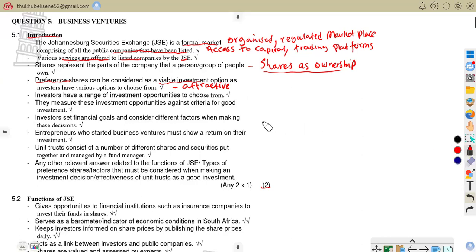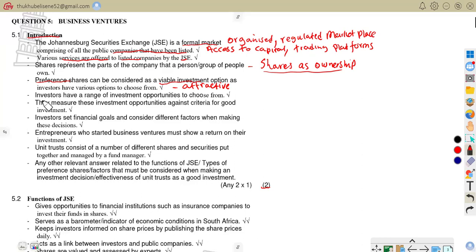It means that they have a priority over ordinary shares. So that is why they are attractive, because of fixed dividends. Also, they have priority over the ordinary shareholders. That's what makes the preference shares to be considered as a viable investment.